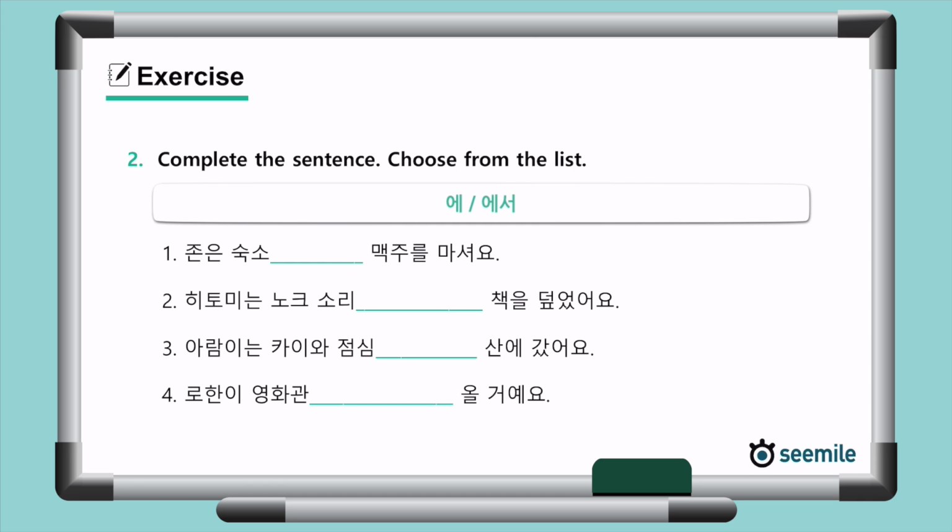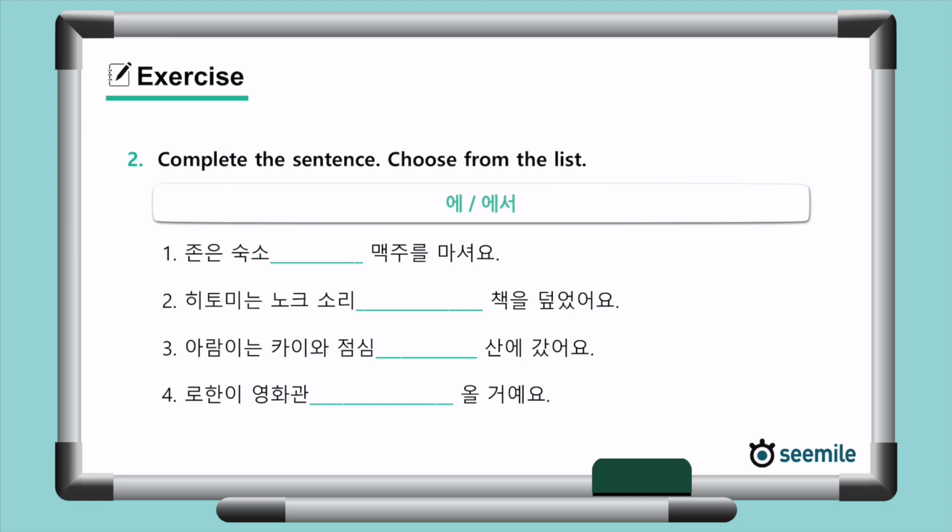Now question number 2. Complete the sentence. Choose from the list. This time there are only 2 words in the list. 에, 에서. Apparently, this question is trying to help you learn how to distinguish the difference between the usages of 에 and 에서, right? Let's get started.